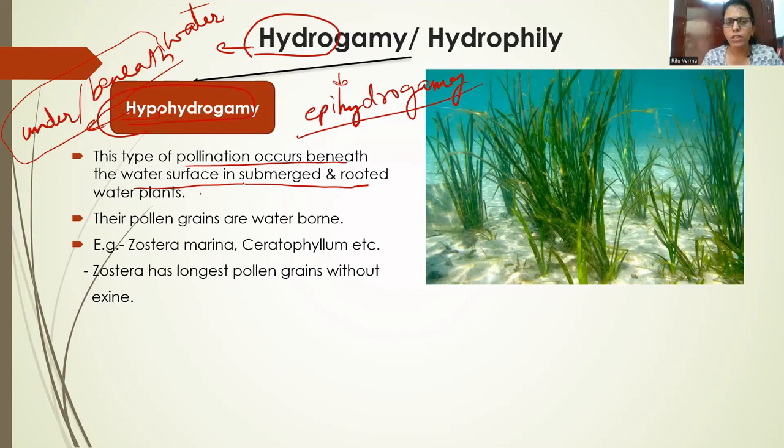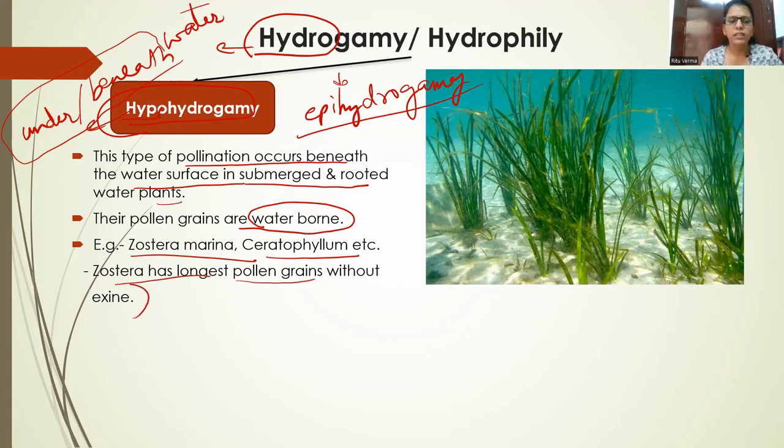Pollen grains are transferred from anther to stigma inside the water, under the water surface, and the pollen grains in such plants are waterborne. The examples are Zostera marina, Ceratophyllum, etc. Zostera marina has the longest pollen grain, which we have already discussed in the previous video. Zostera marina, also known as sea grass, has the longest pollen grain.